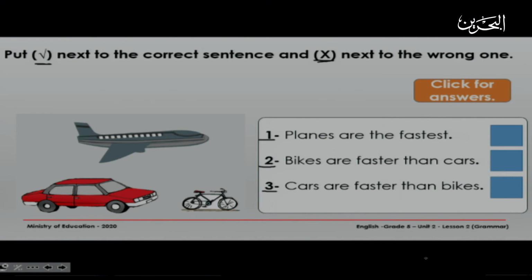Now let's check your answers. Planes are the fastest. Are they? What do you think? Yes, they are. Number 2. Bikes are faster than cars. Are bikes faster than cars? No. Very good. Number 3. Cars are faster than bikes. Yes, very good.